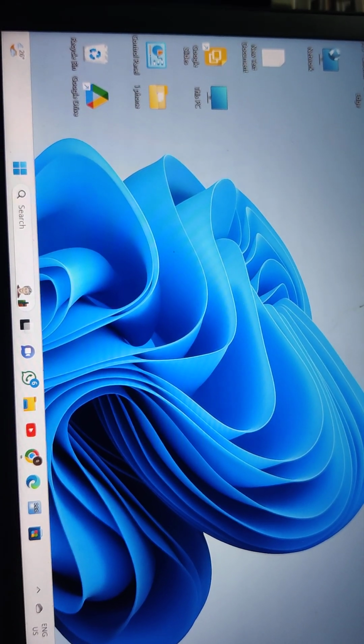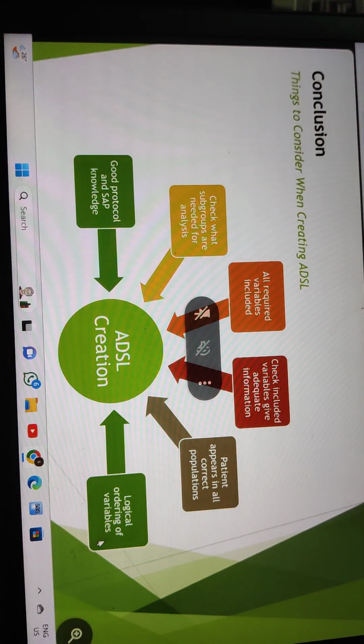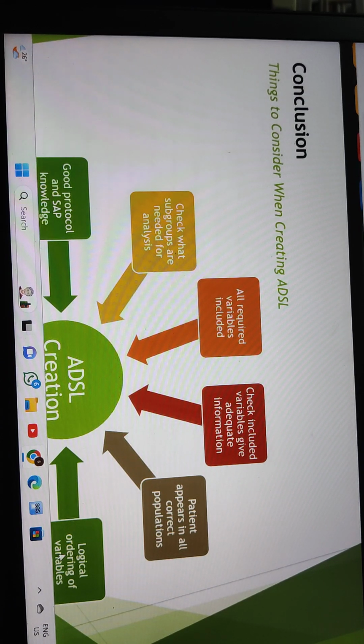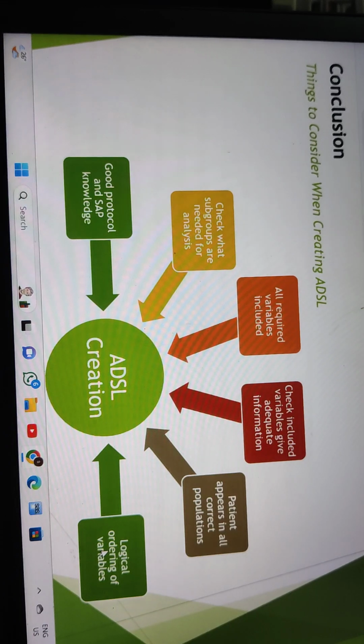Then the logical order of the variables. Obviously, what kind of variables are required? We have discussed demographic, then treatment related, then subgroup analysis related, and then timing variables or disposition variables. This is the logical thinking and logical ordering of all the variables we can keep in the ADSL. Then only it will serve your needs for TLF creation and all these things. So these are the key aspects when you create the ADSL dataset.